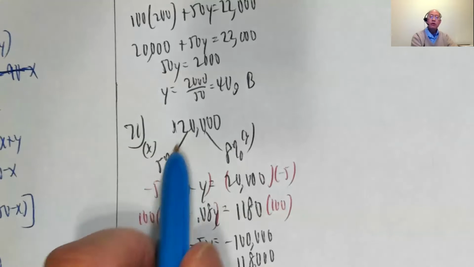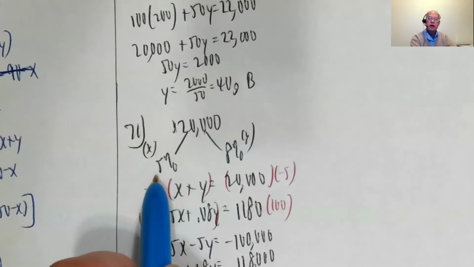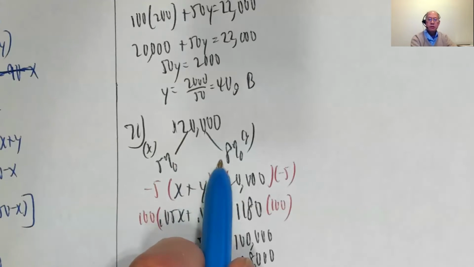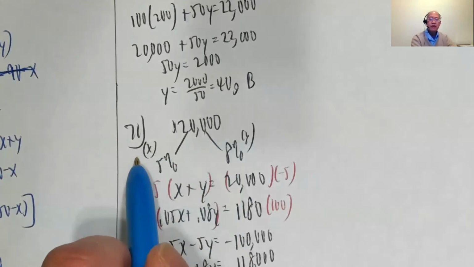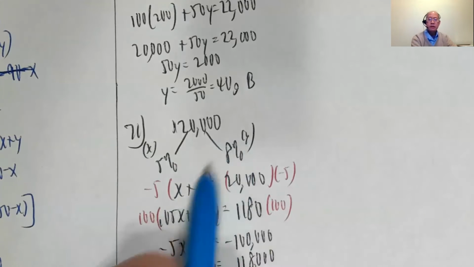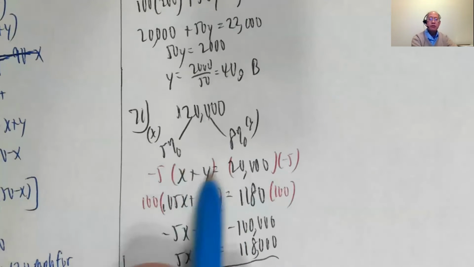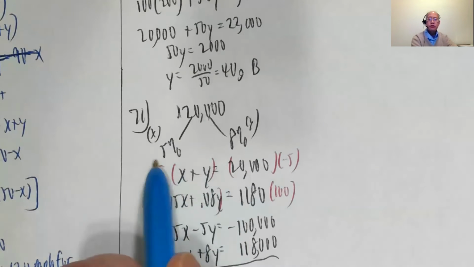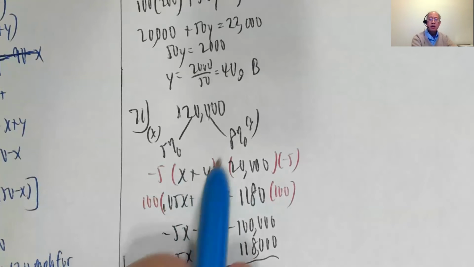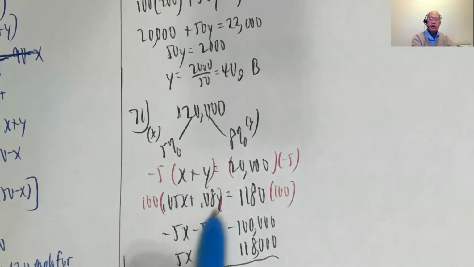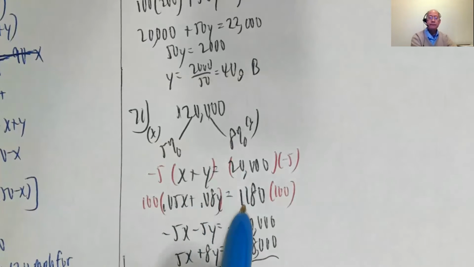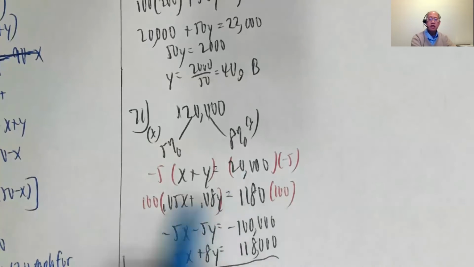71. We have $20,000 split between two accounts, 5% and 8%. Column x and y. So x is the amount at 5%, y is the amount at 8%. The total interest was 1180. So x plus y is 20,000. Interest earned at 5%, 0.05x, plus the interest earned at 8%, 0.08y, is equal to the grand total of 1180. Clear the decimals, multiply both sides by 100.